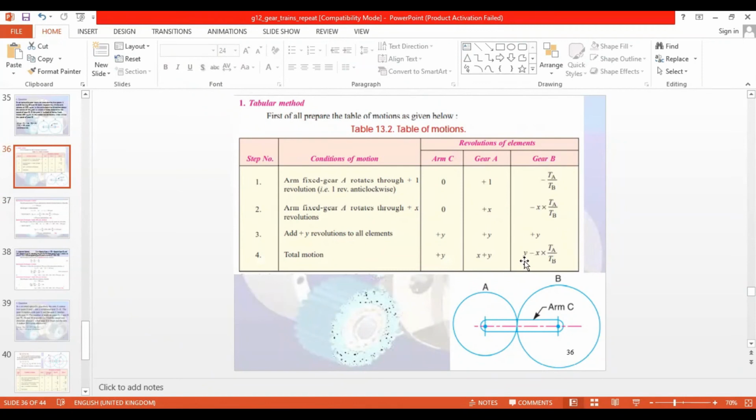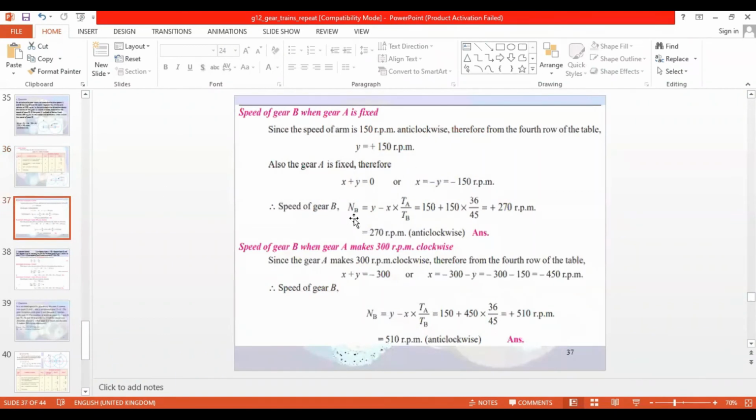Now we know Y, that is 150. And we know X, that is minus 150. TA given in the question, TB given in the question. We will replace everything. All right. So NB is equal to Y minus X into TA by TB. Okay. The Y, it's given 150.